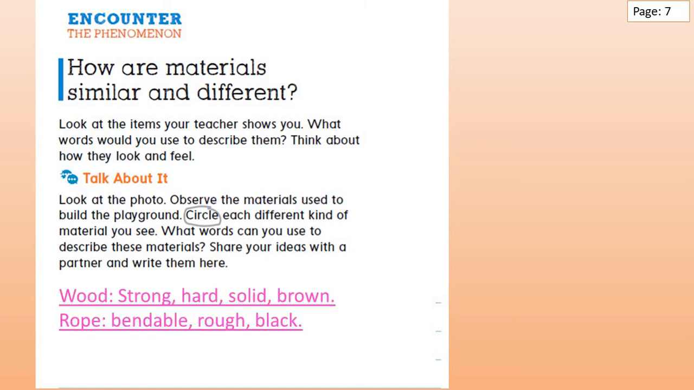We have a question here. What words can you use to describe these materials? We say wood and rope. Wood is strong, hard, solid, and brown. Rope is bendable, rough, and black. So please, grade 2, be sure to write this answer in your book, page number 7. Let's see the next page.